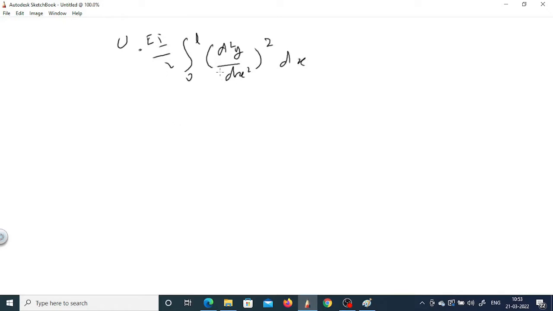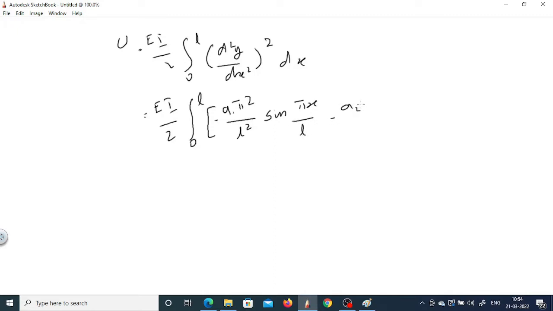I determined d square y by dx square on the previous board, so I can substitute the values: EI by 2 into the integral from 0 to L, where d square y by dx square is written as in the previous step, minus a1 pi square divided by L square into sine pi x by L minus a2. Don't get confused, what I wrote on this board you can refer to. So I rewrite 9 pi square divided by L square into sine 3 pi x by L whole square dx.